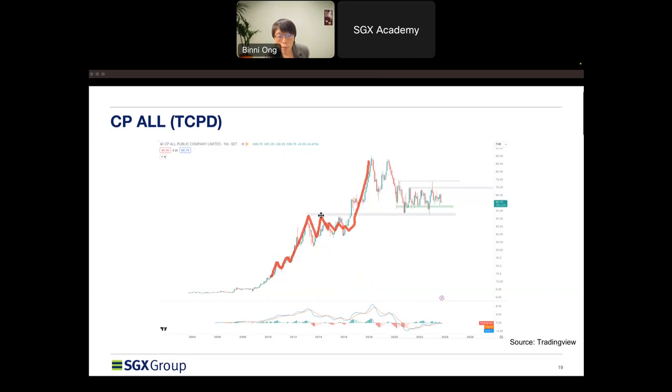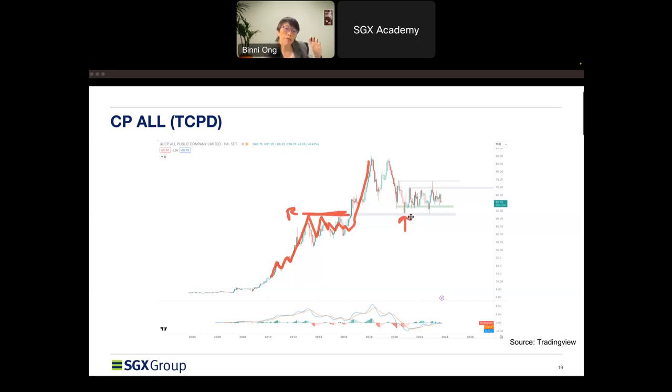So what did it break? It broke this resistance level around here, and that's about 52. So that's the resistance level that it broke. And right now, this resistance level turned into a support. And this was the lowest price that we've seen during COVID.